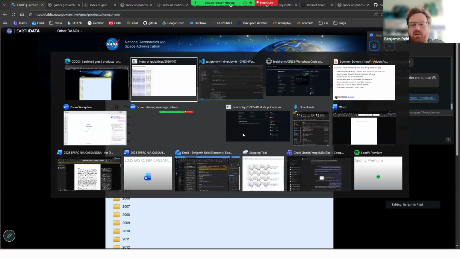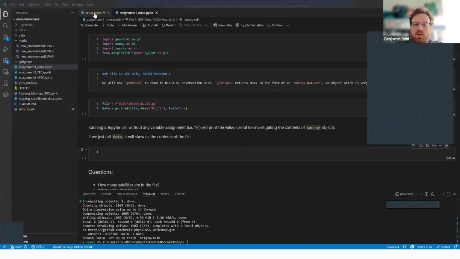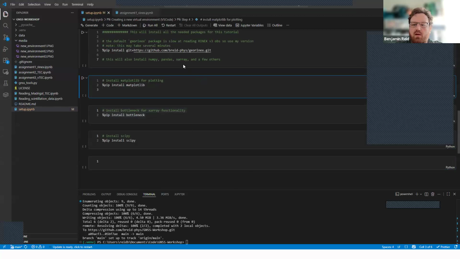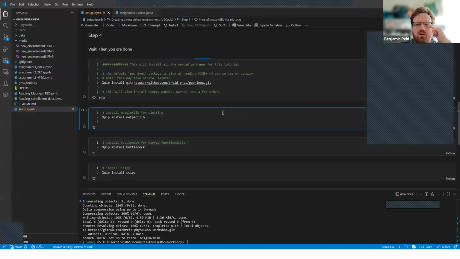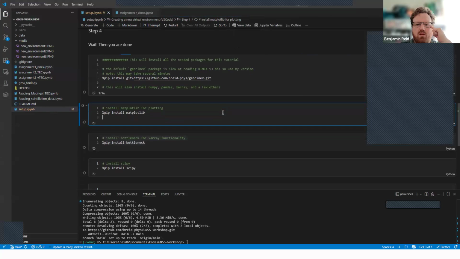Has everyone been able to run the setup code? If I run it, it's just not going to do much because everything should already be installed. Yeah, hey, that's a good point. EarthScope is another place.